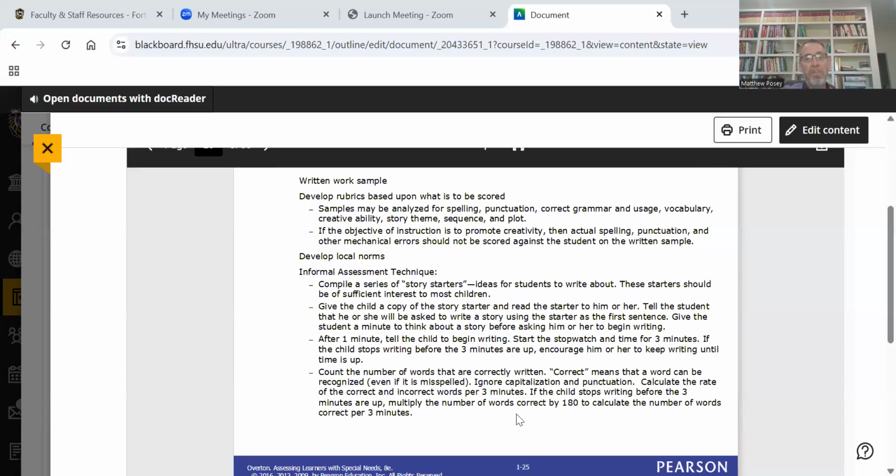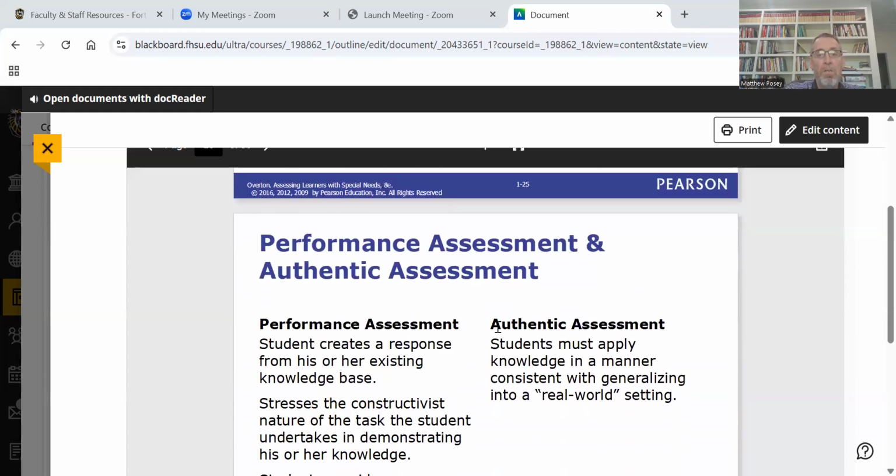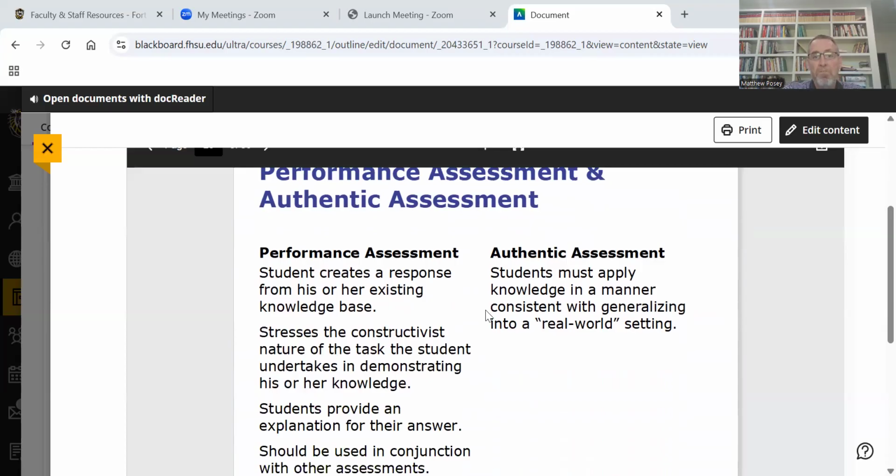Okay. Another thing with informal assessment in writing is count the number of words that are correctly written, and then also maybe count up the words that are incorrectly used and assess it that way over a 2 or 3 minute period. You could also do performance assessment or authentic assessment. And those are a couple of informal assessments.